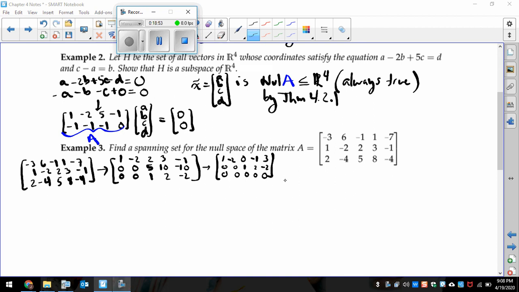So let's go ahead and find the null space. Now, I've just row reduced it, and so we want to find all the vectors that are the solution to the homogeneous equation. So remember what the homogeneous equation is.